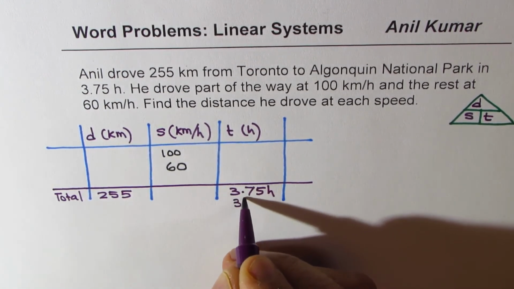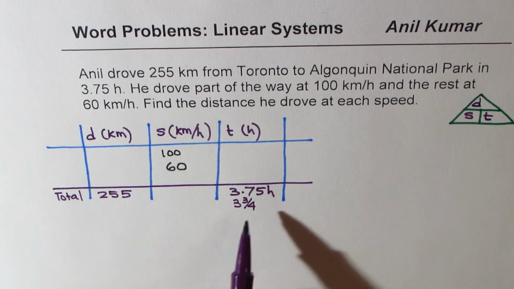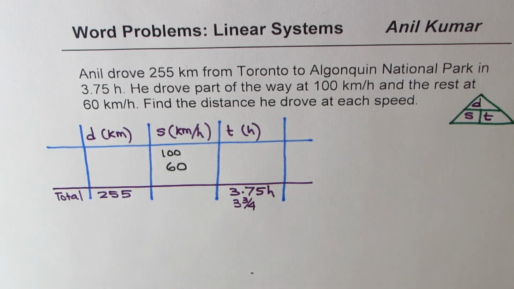That is to say 3 3/4. Do you understand? So 15 minutes less than the 4th hour. That's what it means. Okay.